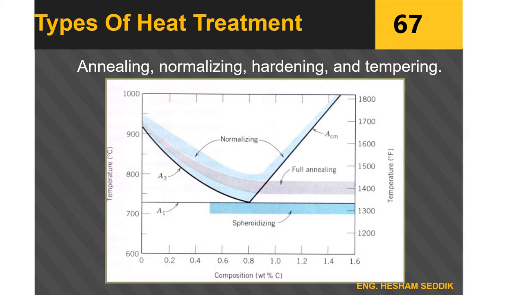In this figure, that explains the normalizing, which is actually inside the gamma phase, and the annealing takes the gamma phase and the other phases. But in annealing and normalizing, we need to increase the temperature between 30 and 50 degrees centigrade above the critical temperature of the steel. The first critical temperature here is 723, and the gamma zone starting from zero carbon content, the temperature is 910.